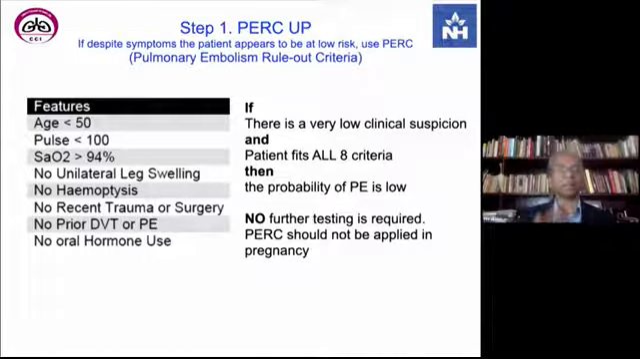So if the person has none of these, they're probably at very low risk. So you should have a low clinical suspicion. This is only if the person fits all 8 criteria. And if you have all these not existing, then perhaps no further testing is required. But a very, very important caveat, PERC is usually not applied in pregnancy. Some papers have come out recently questioning this, that you can actually use these even in pregnancy.